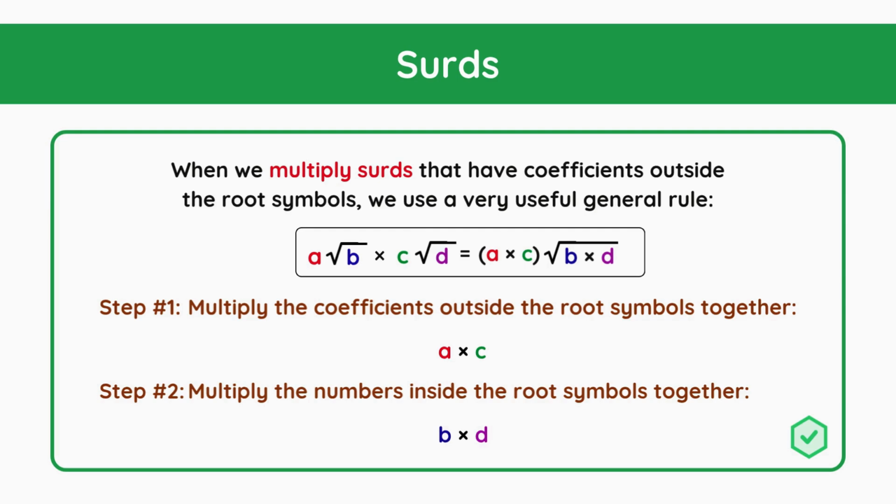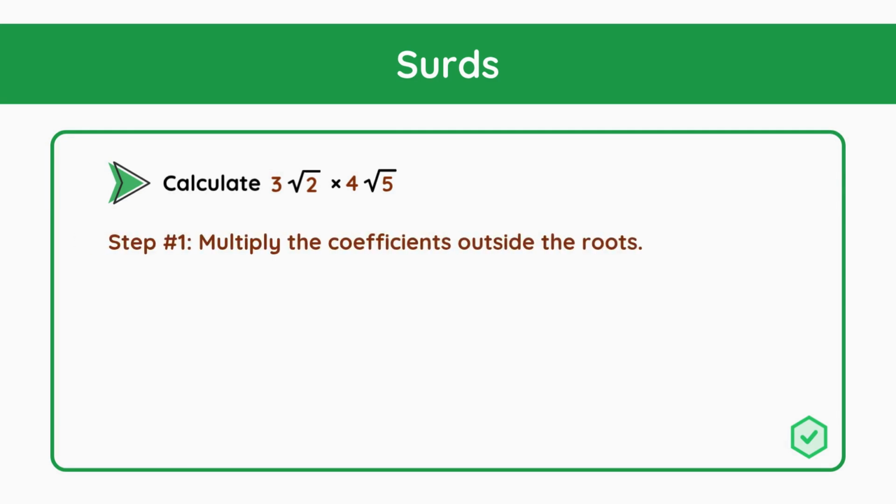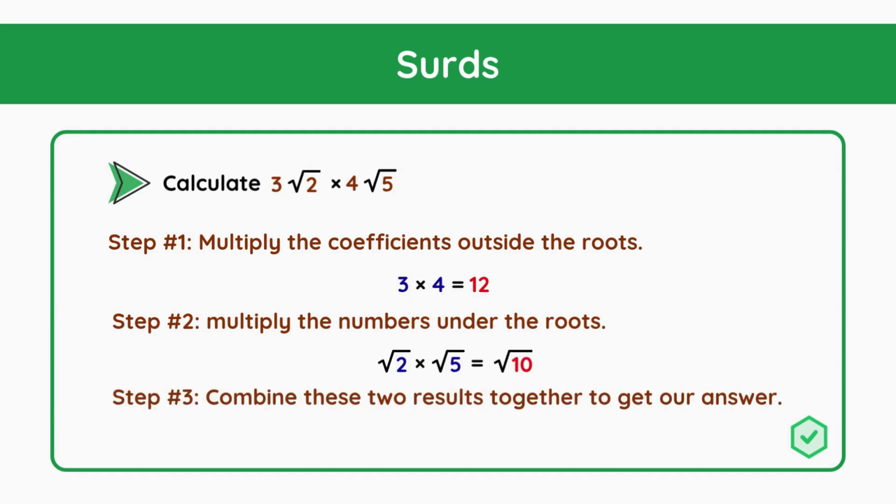Let us apply this to an example. Calculate 3 square root of 2 times 4 square root of 5. First, we multiply the coefficients outside the roots. 3 times 4 equals 12. Second, we multiply the numbers under the roots. Square root of 2 times square root of 5, which equals square root of 10. Finally, we combine these two results together to get our answer, 12 square root of 10. Since 10 has no square factors other than 1, this surd cannot be simplified further.